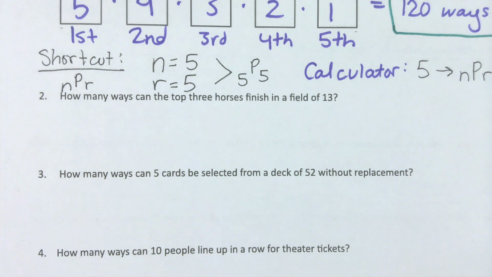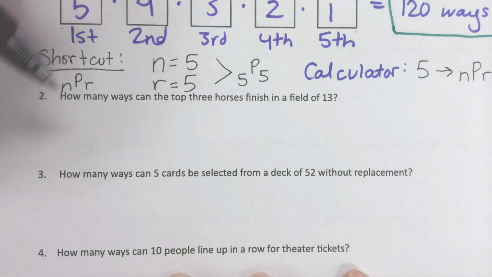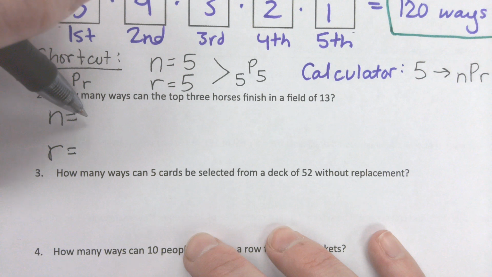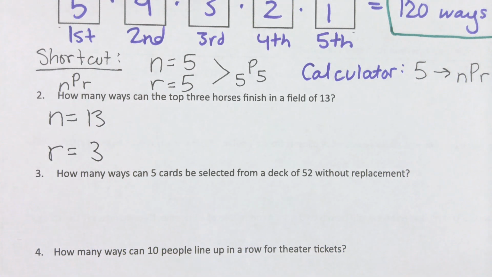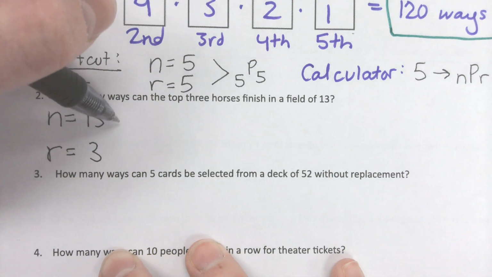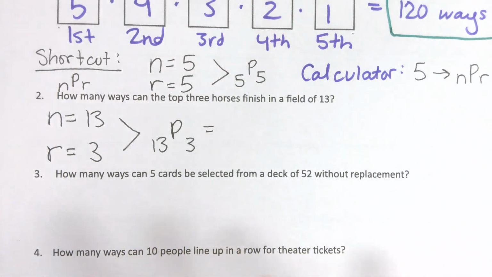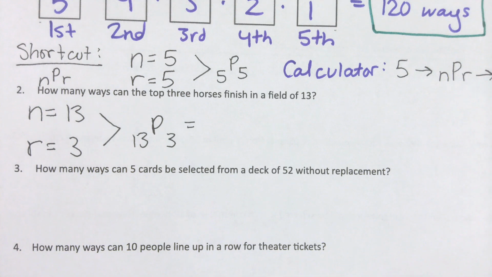Number 2, how many ways can the top 3 horses finish in a field of 13? The logic, the reasoning behind it is the same as number 1. We have horses. It matters if they get first, second, third, or don't place at all. So order absolutely matters here. Permutation. First we find N and R. We have 13 horses and only 3 are going to place. Putting that together, we have 13, pick 3. And from there, we use our calculator to get the answer.